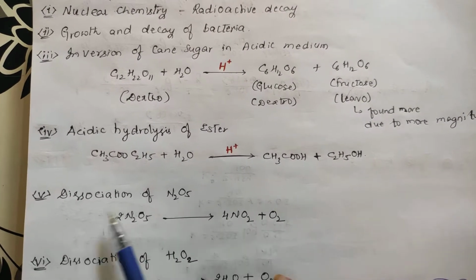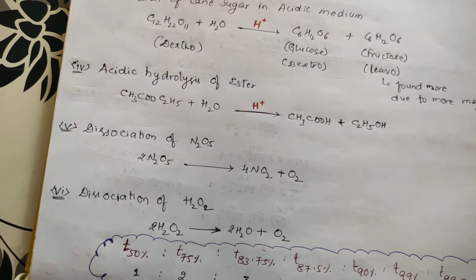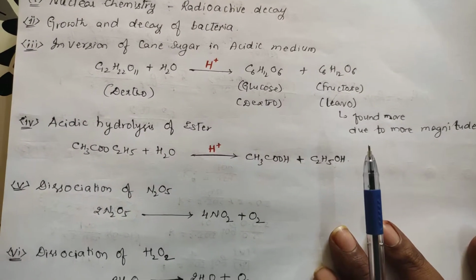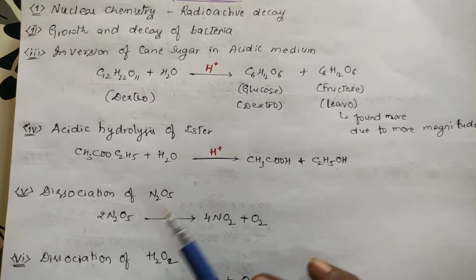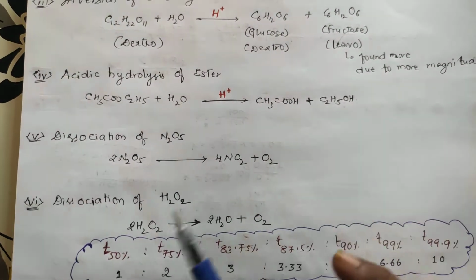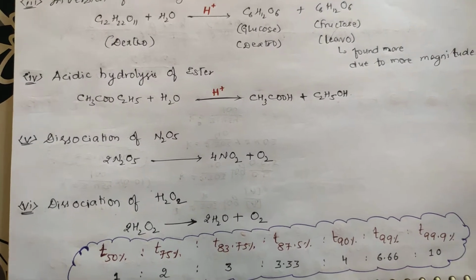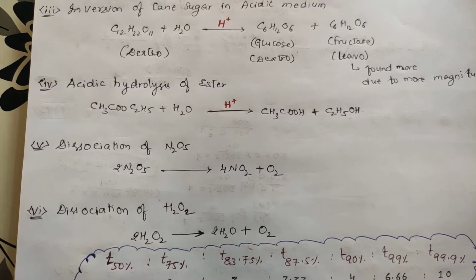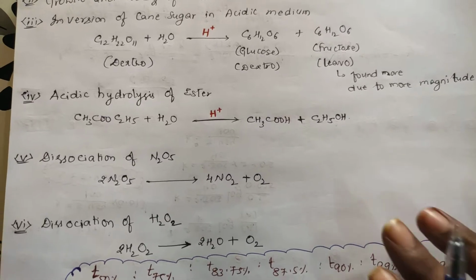Okay. Dissociation of N2O5: 2N2O5 gives 4NO2 plus O2. See, basically it looks like second order, but it is not second order, it is first order. Okay, next, dissociation of H2O2, 2H2O2 gives rise to 2H2O plus O2. Dissociation of H2O2, dissociation of N2O5, as well as nuclear reactions and acidic hydrolysis of ester, these all belong to first order reactions.